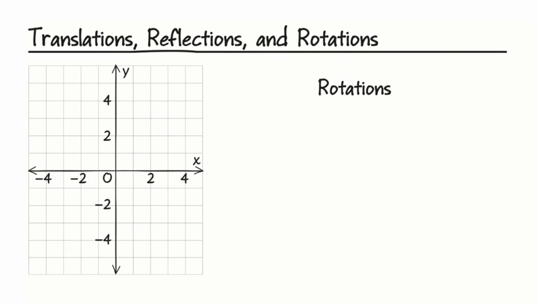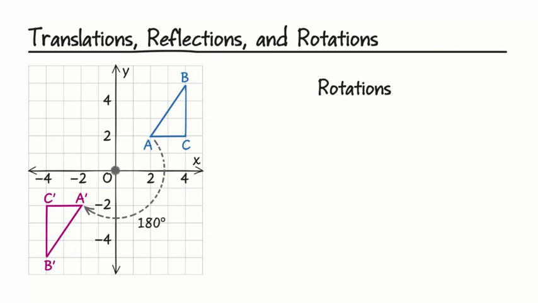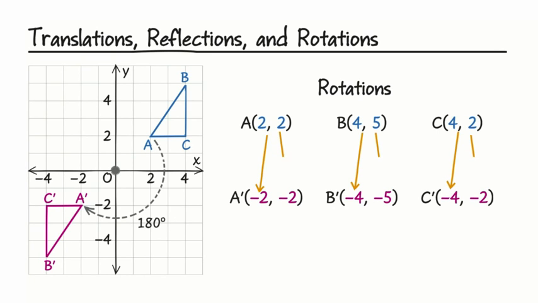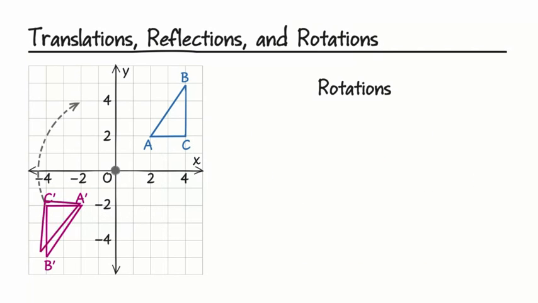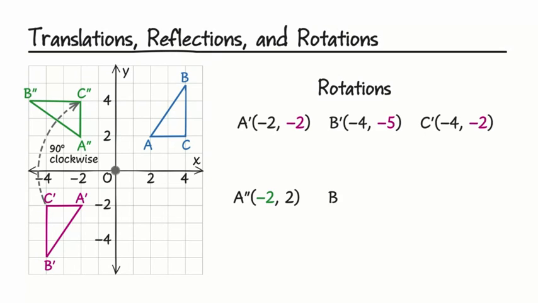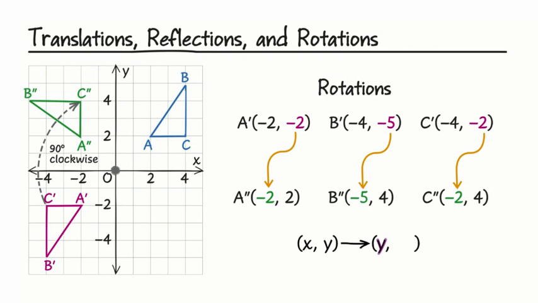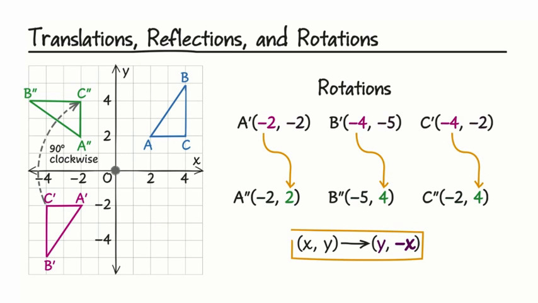What about rotations? Well, for a 180-degree rotation around the origin, students see that both the x and y coordinates of the image are the opposites of those from the original figure. The patterns for 90-degree rotations are a bit more complicated. For a 90-degree clockwise rotation around the origin, the x-coordinates of the image are the original y-coordinates, and the y-coordinates of the image are the opposites of the original x-coordinates. Students can find a pattern for a counterclockwise rotation the same way.